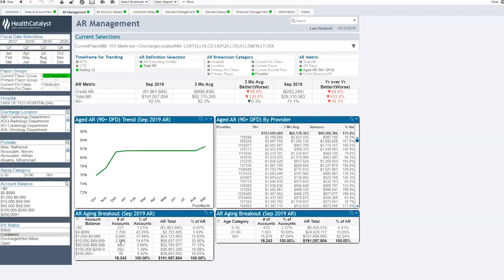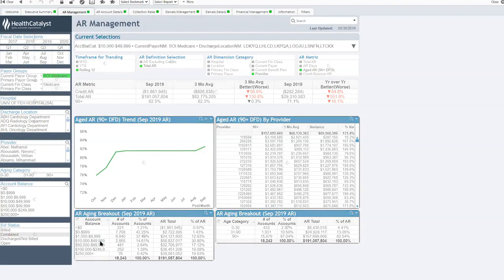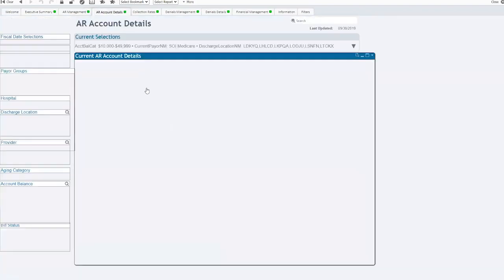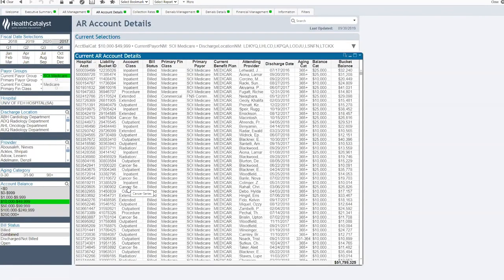This may either be driven by the number of accounts or the percent of the AR that those accounts represent. And so we can see that this 10,000 to 50,000 is almost 30% of our AR. So that may be something that we want to focus on. And then by selecting that as well, the ultimate goal here is that I want to know now the list of accounts that I need to work. And so I have now built myself a work list that these are the accounts that I can focus on.